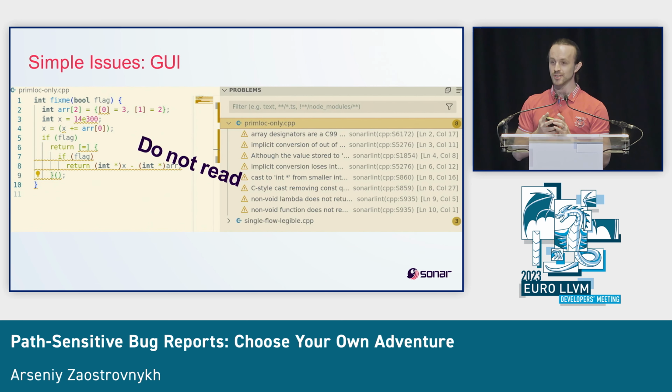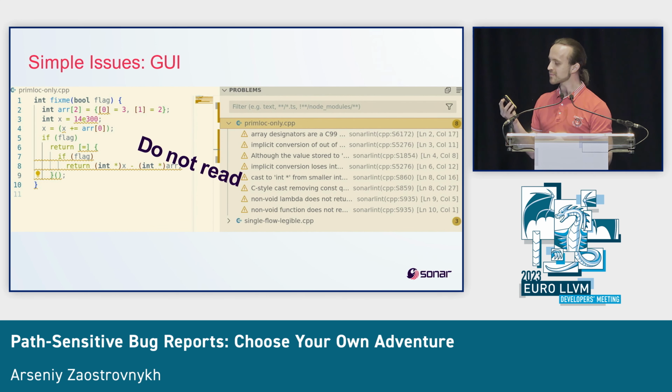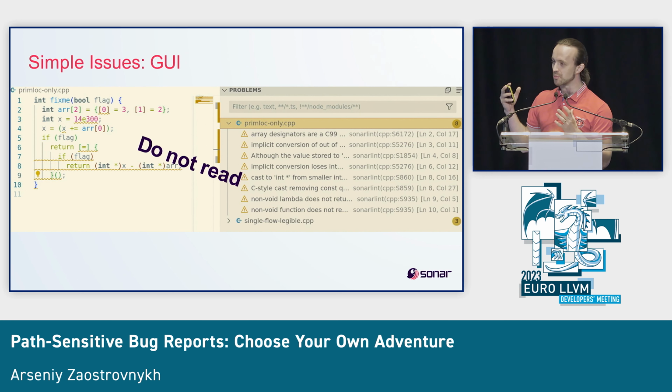And I argue that in the GUI, this same list of issues is more manageable because you can list them, you can sort them, you can filter them, you can focus on the issue you're interested in, and see more context without being overwhelmed.